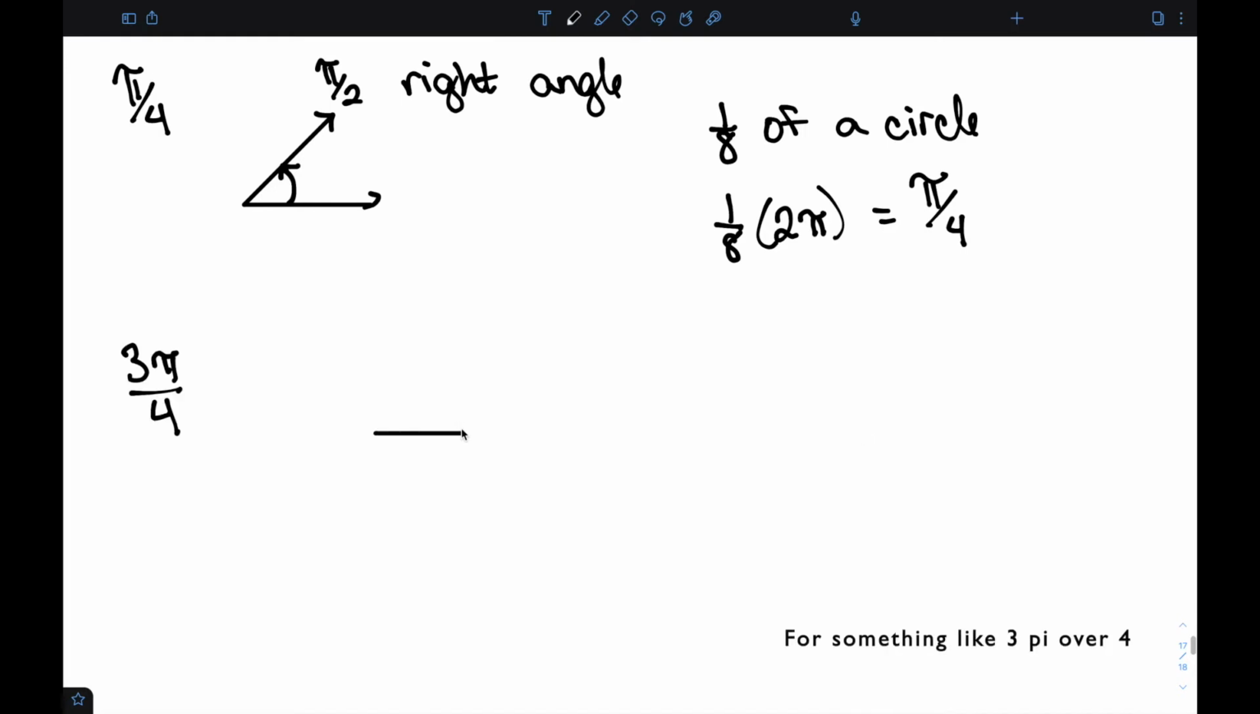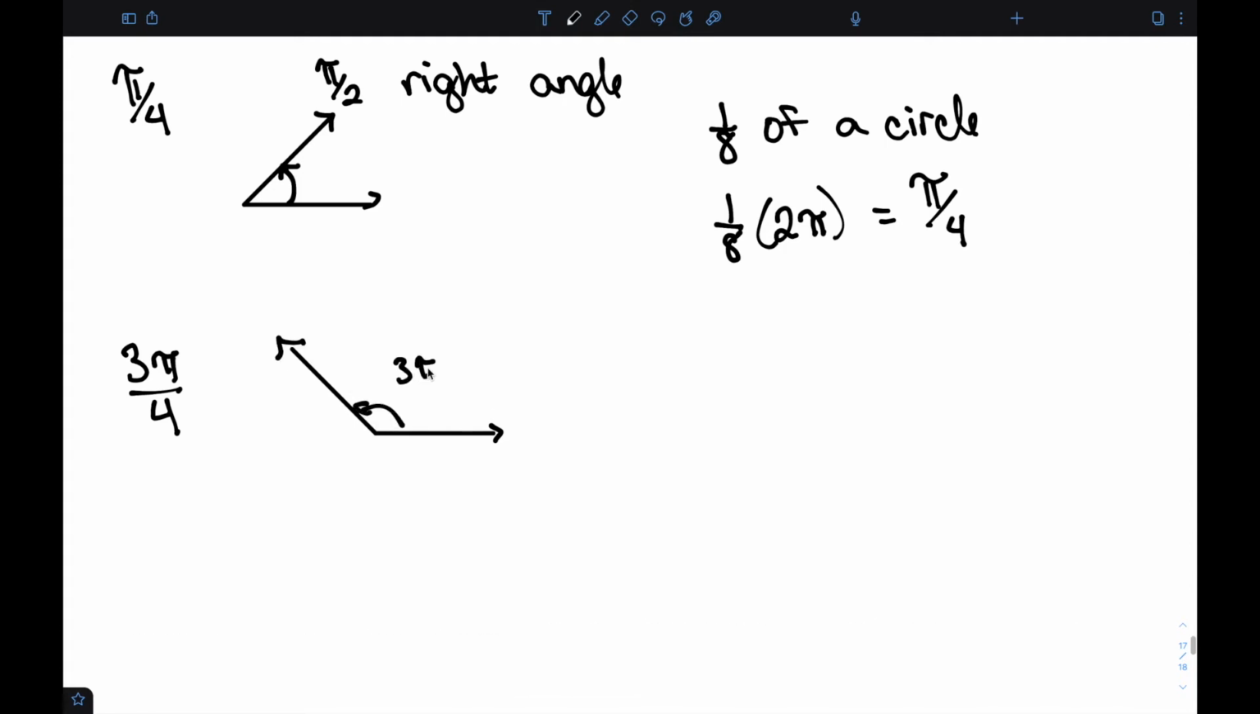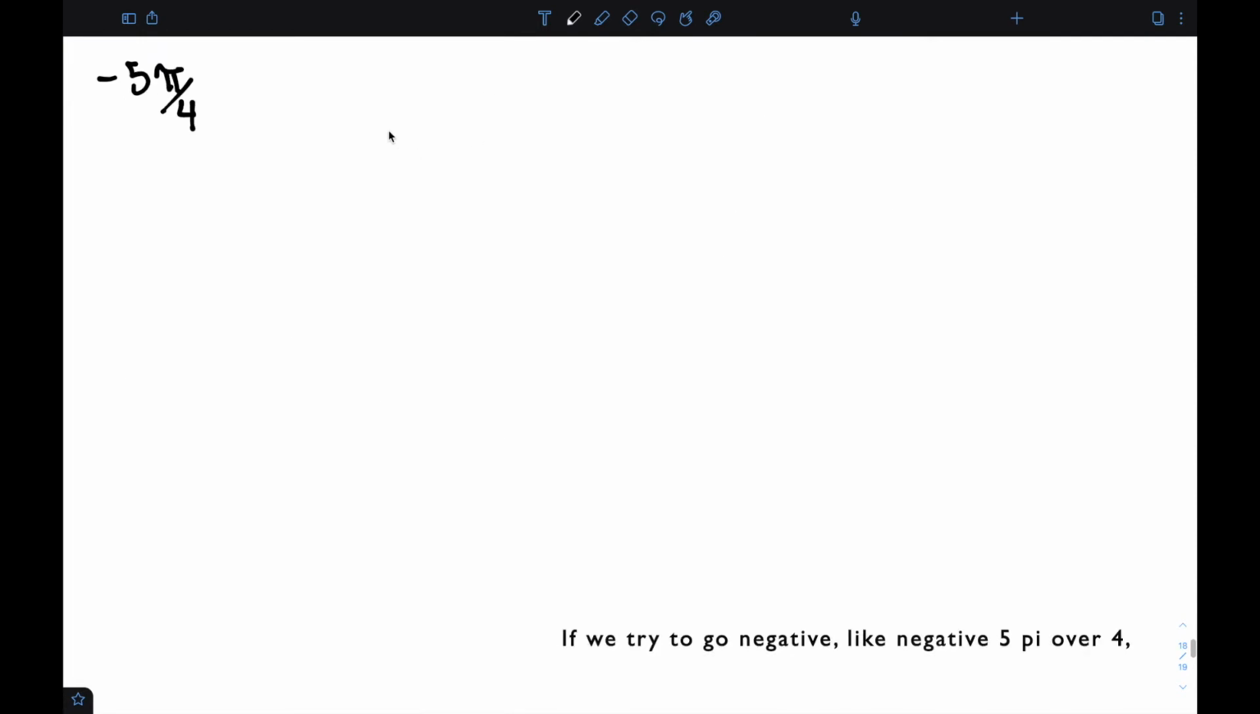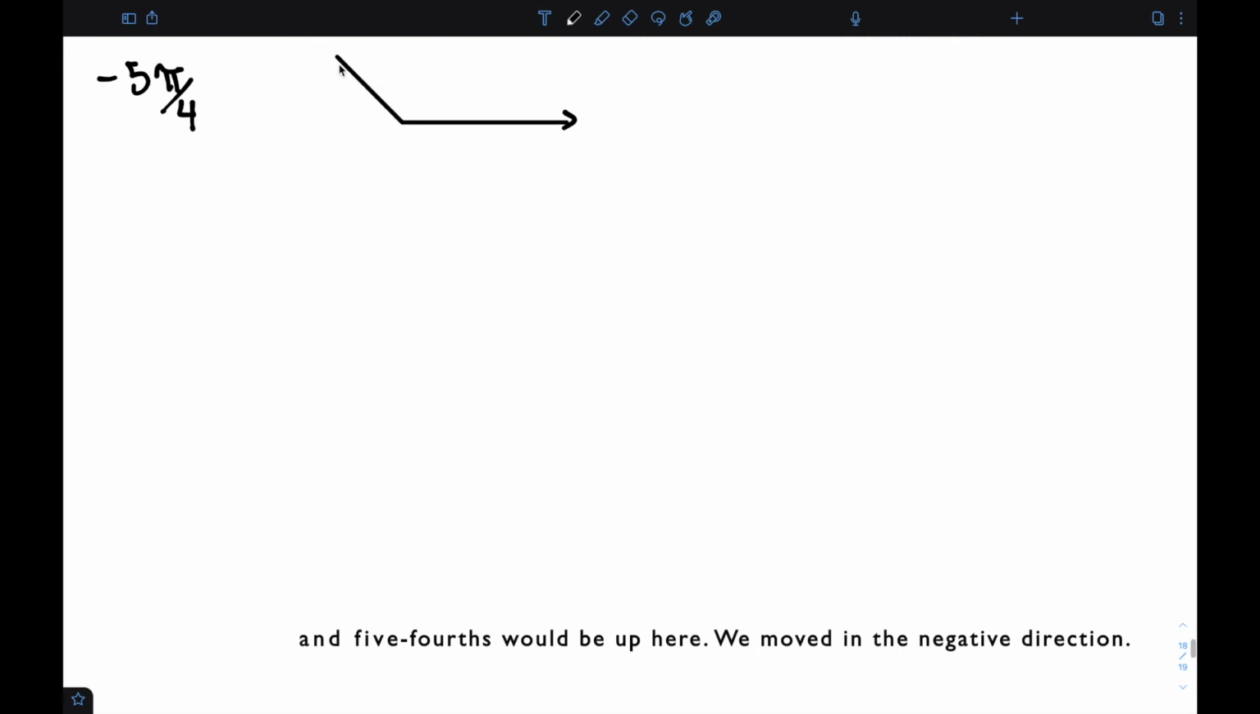For something like 3 pi over 4, we know that pi over 2, or 2 pi over 4, is straight up. So we need an additional pi over 4, so an additional 1/8. So it would look like this. If we try to go negative 5 pi over 4, well, we know this is 1/4, 2/4, 3/4, 4/4 since this is a full pi, and then 5/4 would be up here, and we moved in the negative direction.